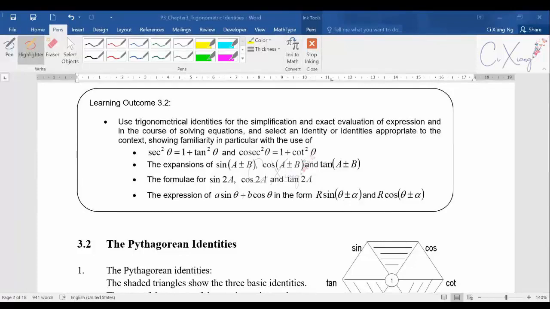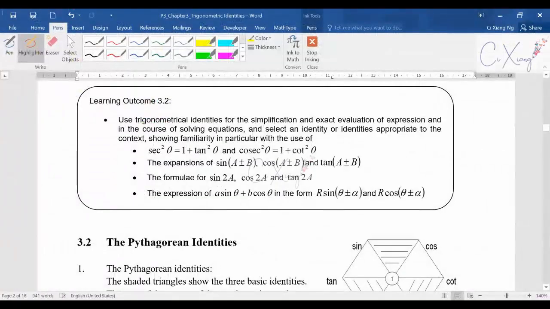All right, students, let us continue with the syllabus for our chapter 3 Trigo. In the previous video, we already discussed how to sketch the graph for secant, cosecant, cotangent. You also learned how to solve the very basic equations that involve cosecant, secant, and cotangent. From this video onwards, we are going to discuss all the identities that are involved in Trigo.